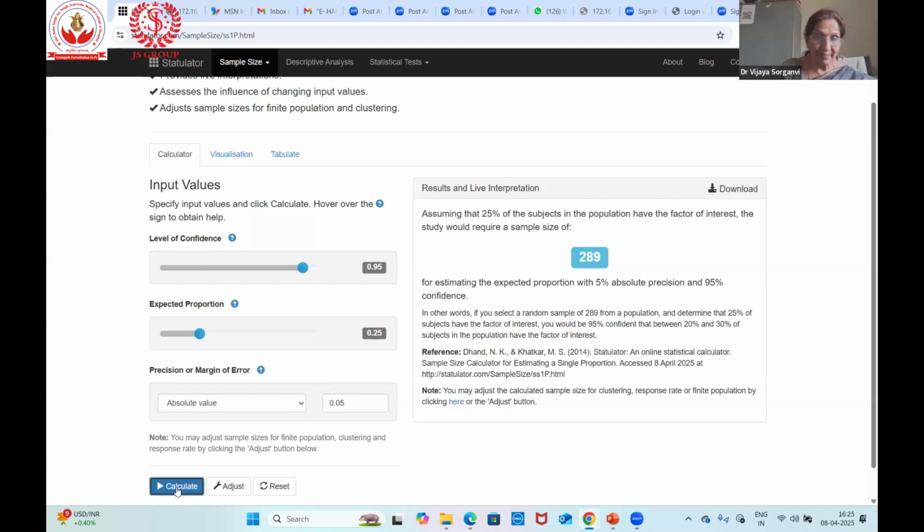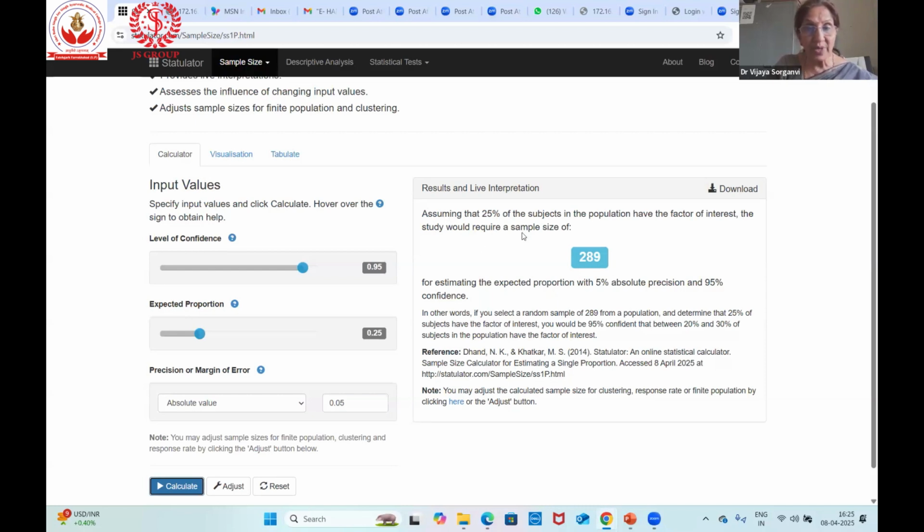So calculate. So what is your sample size? With 25% proportion, 95% confidence level, and 5% margin of error, our calculated sample size is 289, or we can take 290. So this statulator online software is a good software to calculate sample size because it gives references and also it gives description about that sample size.